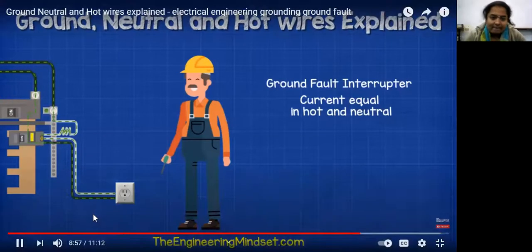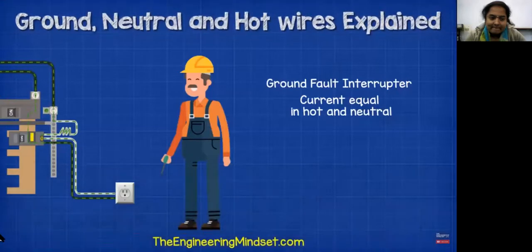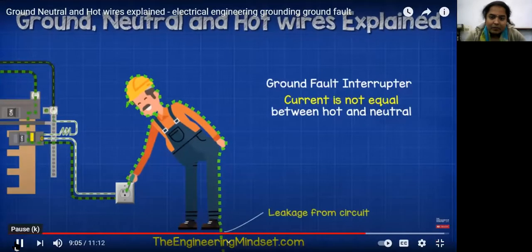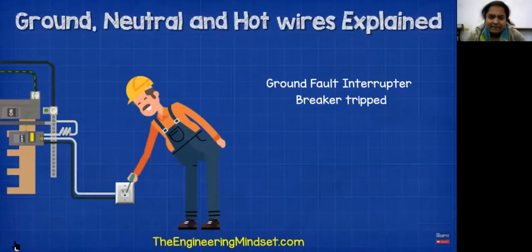If the current is not equal in these two wires, then it's clearly flowing back to the source via another route. We then have a ground fault. The breaker will realize this and very quickly and automatically flip to cut the power and kill the circuit.